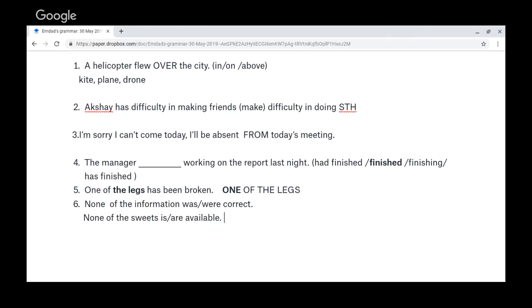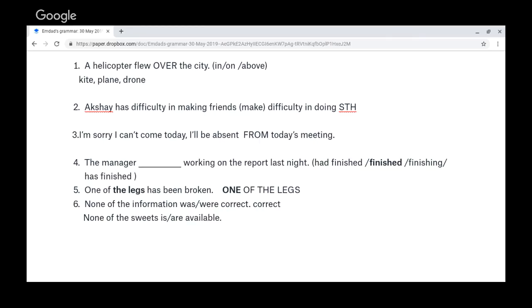Okay, can you read both sentences, Jaydeep? None of them. So let's go stepwise. None of the information was... This time I'm not using one, I'm using none. Now tell me, none of the information was or were correct? Give me the answer here, guys. What is the answer here? Was. Okay, so this is correct. So let's put correct here.